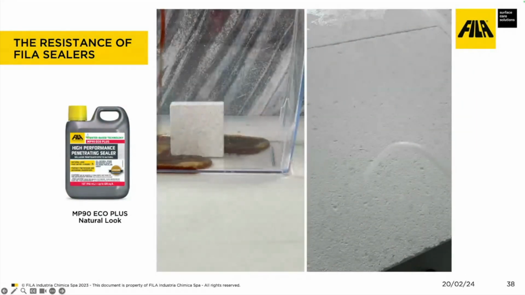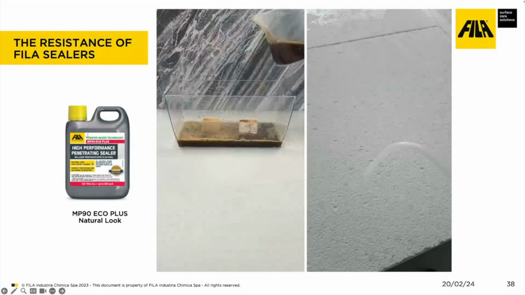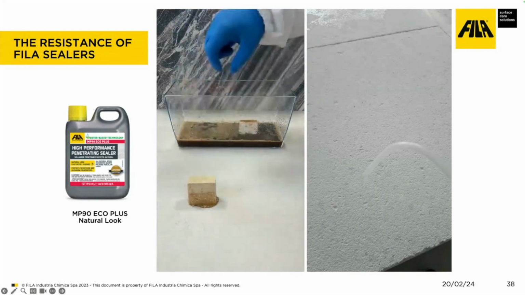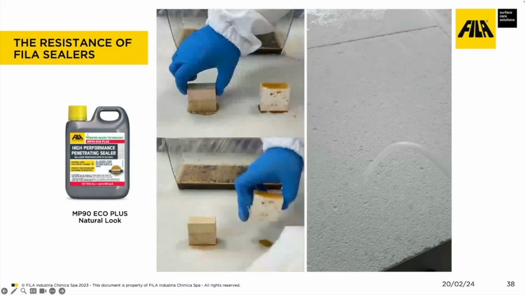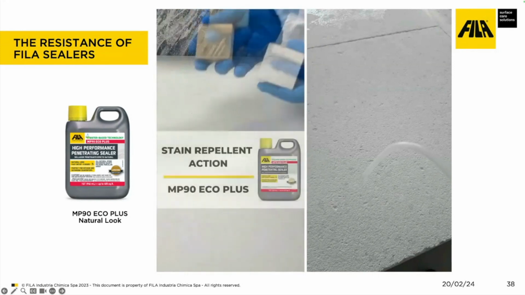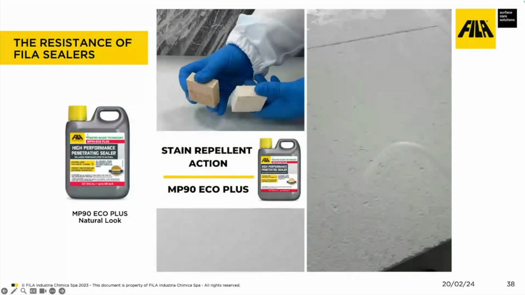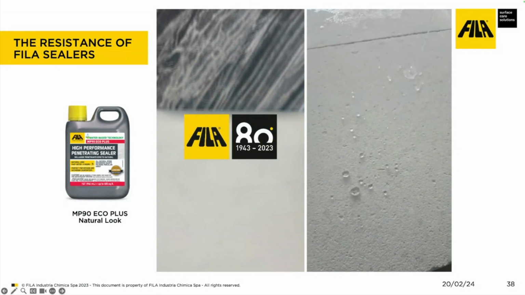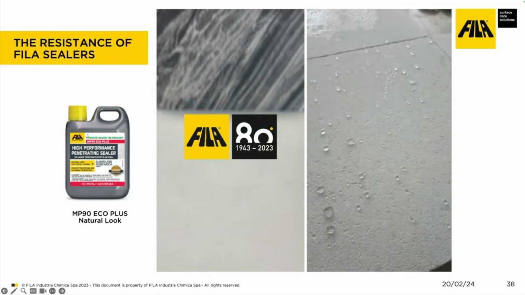We want to test the performances of the sealer on this kind of material. As you can see, after a short time, the untreated sample turned completely brown. The treated instead remained white. This is the effect and the performance of the MP90 plus. And the next one is a test that we performed some days ago.